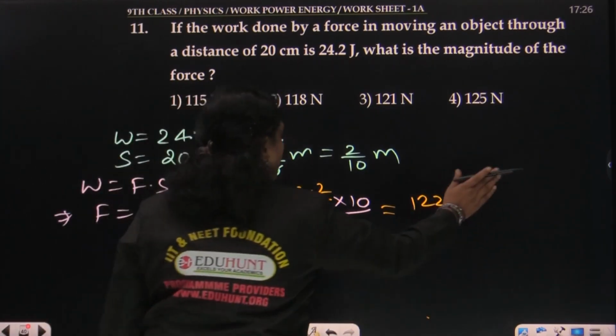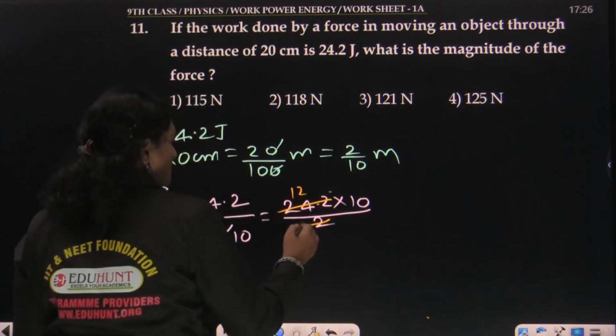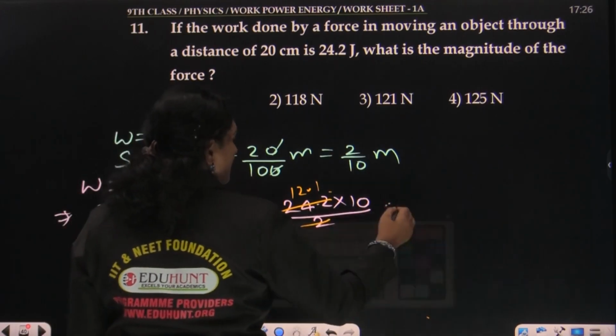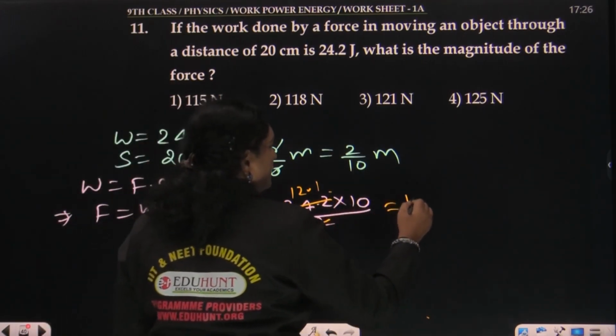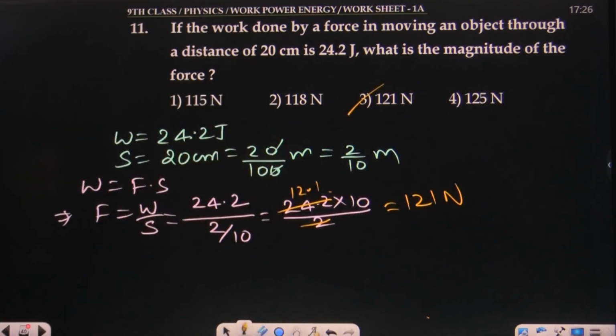Sorry, small correction here. So 2 cancels by 12.1. So 12.1 multiplied by 10 is equal to 121 Newton. So option 3 must be true.